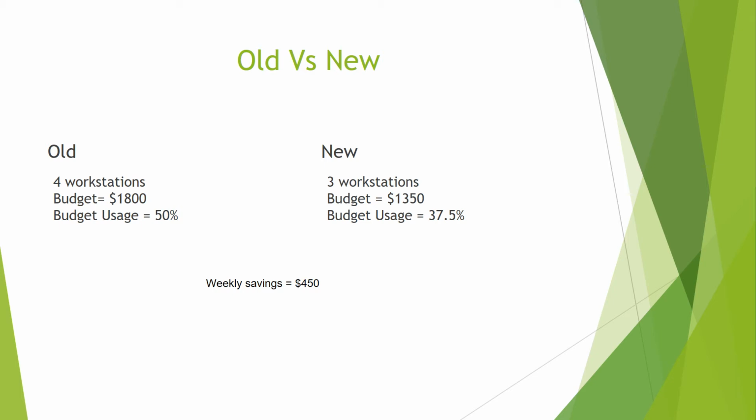Comparison between the old and the new quickly is mainly in the workstations. So 4 to 3, the budget usage dropped from 50% to 37.5%. So the weekly savings that we have is $450.